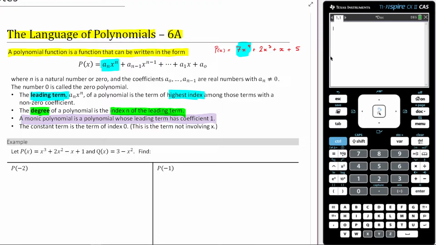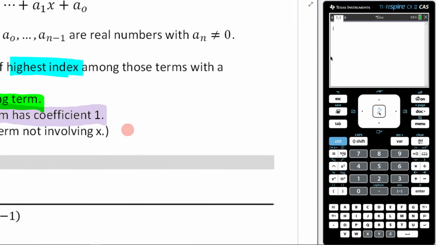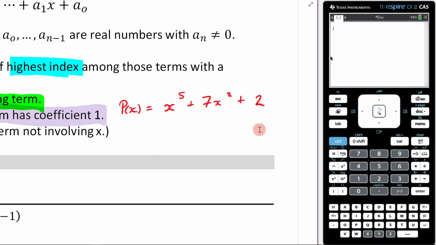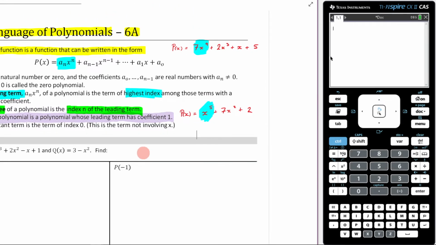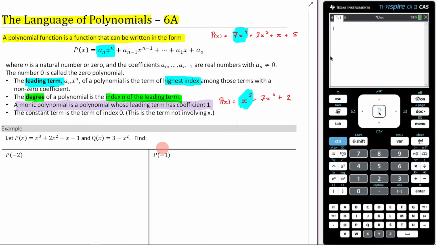So let me give you an example of a monic polynomial. Our leading term is going to have a coefficient of 1. So that means, it might be x to the 5 plus 7x squared plus 2. And as you can see, this is our leading term, right? Because it has the highest index number. And you can see that it has a coefficient of 1. There's an invisible 1 there, right? We don't put it in, but there's an invisible 1 there. So we call this a monic. Mono means 1. So this is a monic polynomial because the leading term has a coefficient of 1.